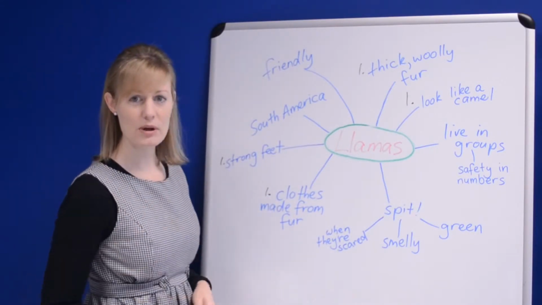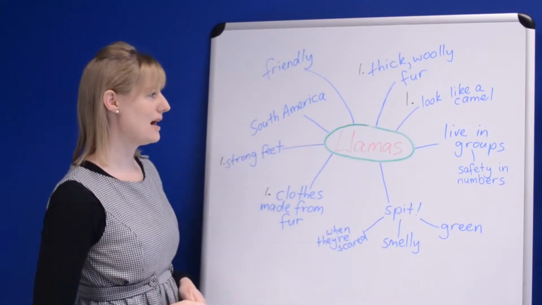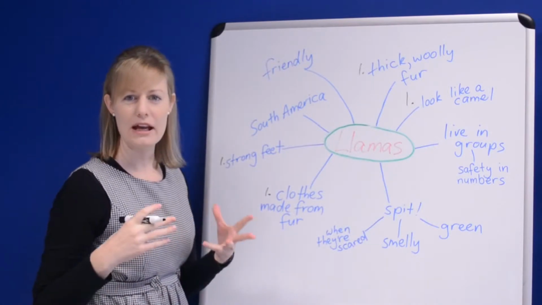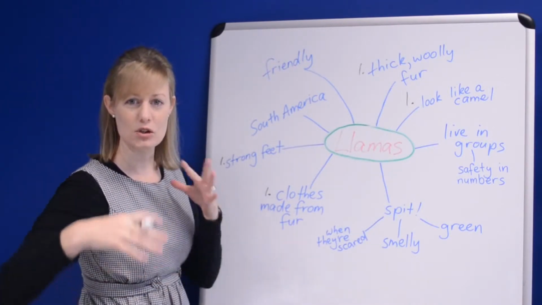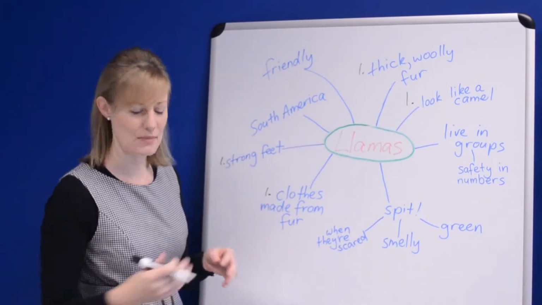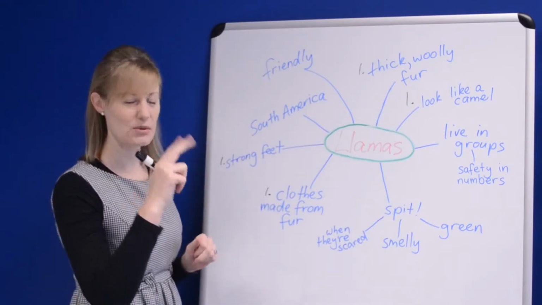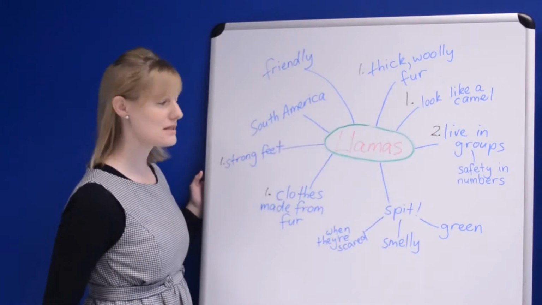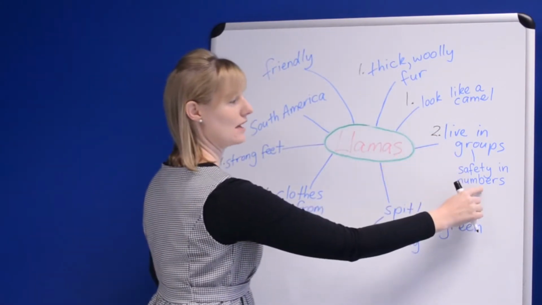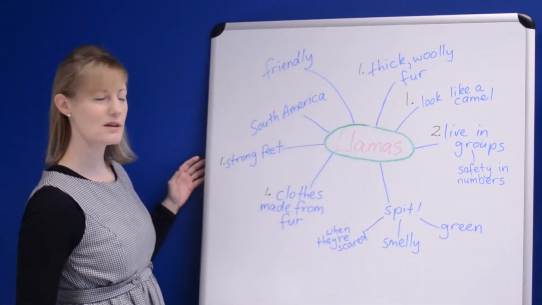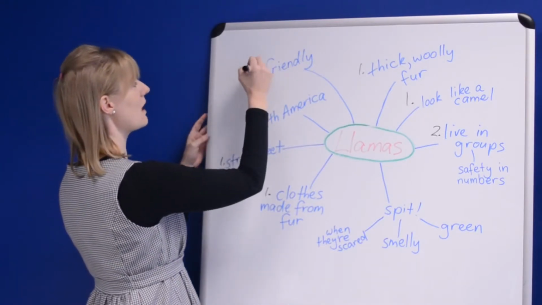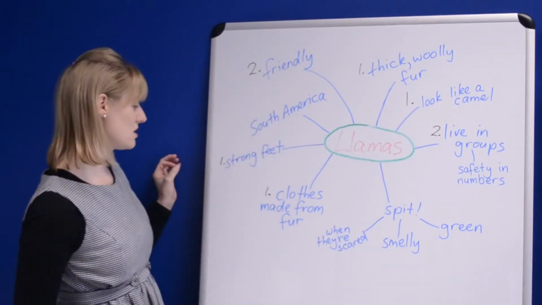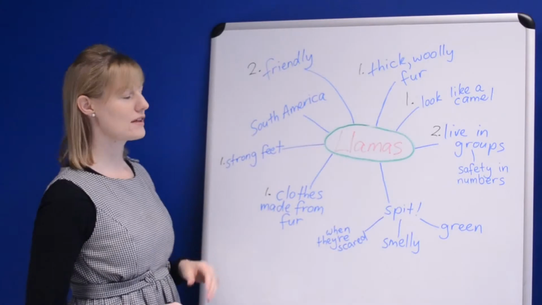For my second body paragraph, it's going to be about how they like to live in groups and how they enjoy being around other people, other llamas. So I'm going to choose that as my number 2. I'm going to choose here, live in groups, and I've got here that they love safety in numbers. Is there anything else for groups? Oh, that they're friendly. They like being in groups because they're friendly animals. Anything else? No, I think that's about it.